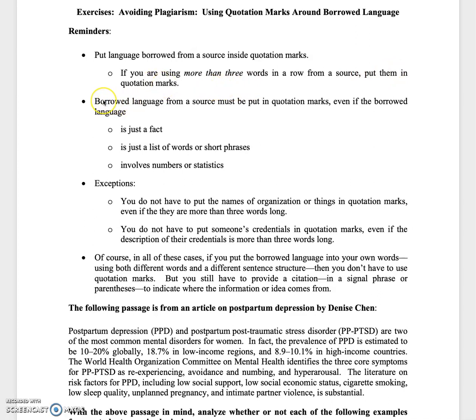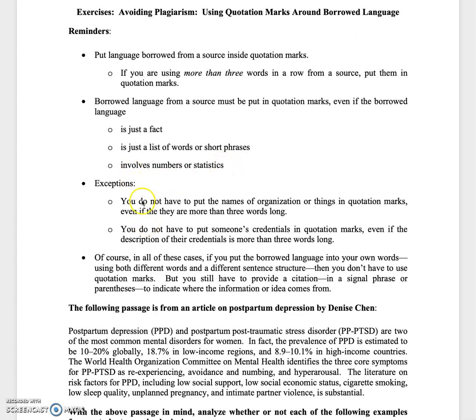And that means borrowed language, exact language from a source, must be put in quotation marks even if the borrowed language is just a statement of fact. If it's the same wording, it needs to be in quotation marks. It also means that even if it's just a list of short words or phrases, if it's the exact same wording, you have to put it in quotation marks. And even if it just involves numbers and statistics, if the wording the source uses to present those numbers and statistics is what you're also using, then that wording has to be put in quotation marks.